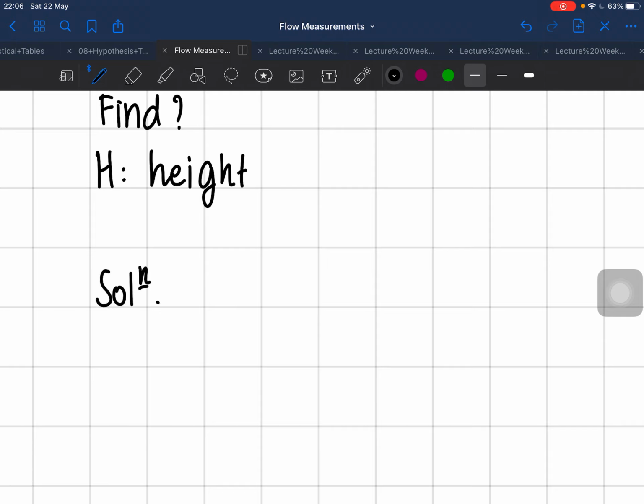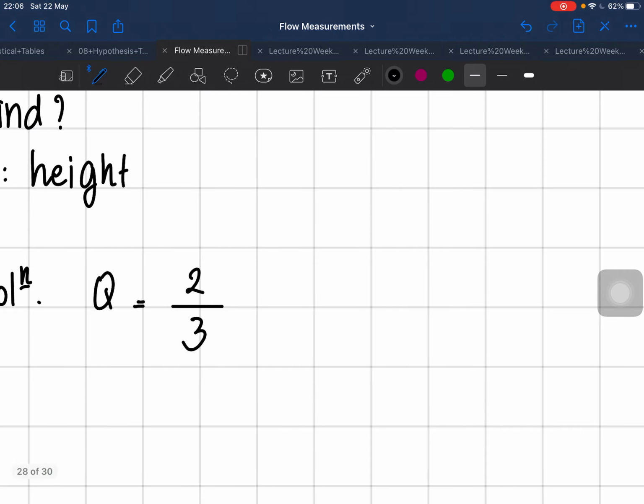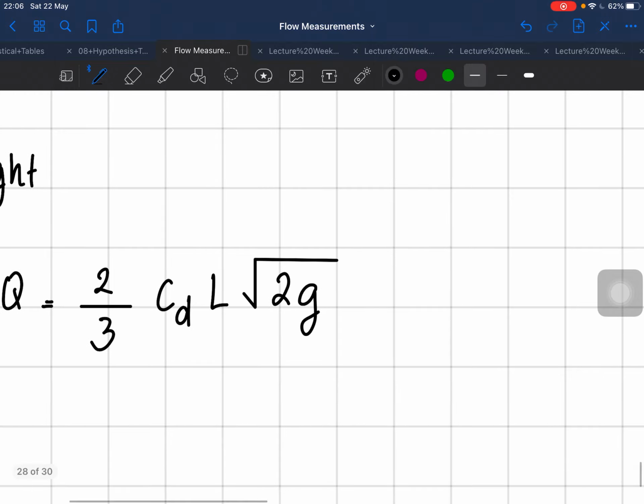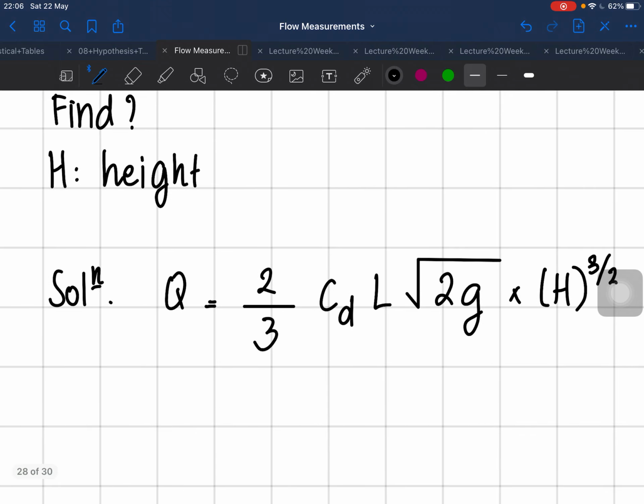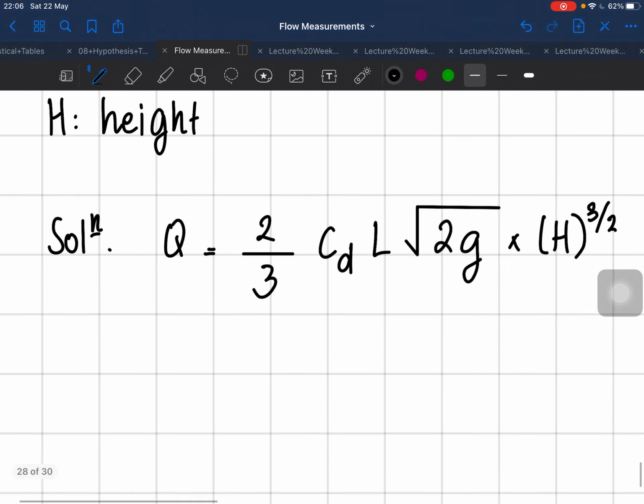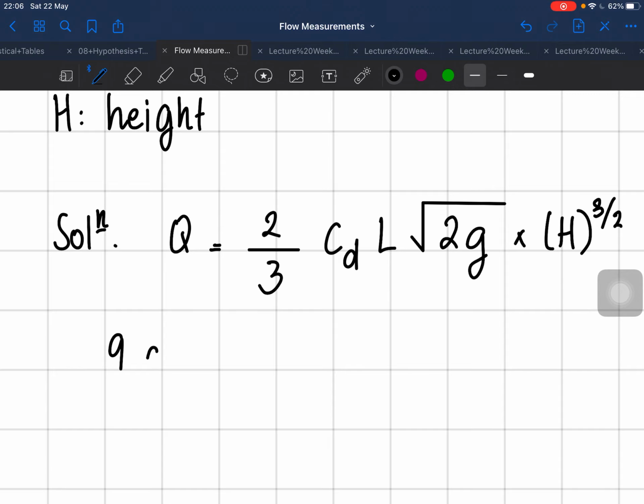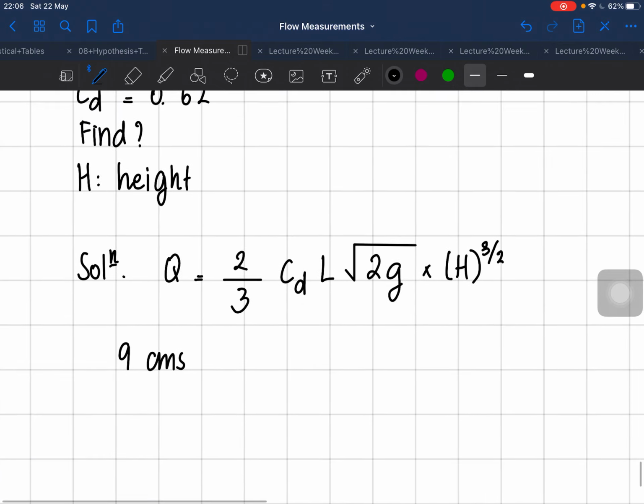Okay, solution. Q equals 2 over 3 CD L square root of 2g, there's only 2g here, times H to the power 3 over 2. Okay, I think we're set to go. We know that this is 9 cubic meters per second.